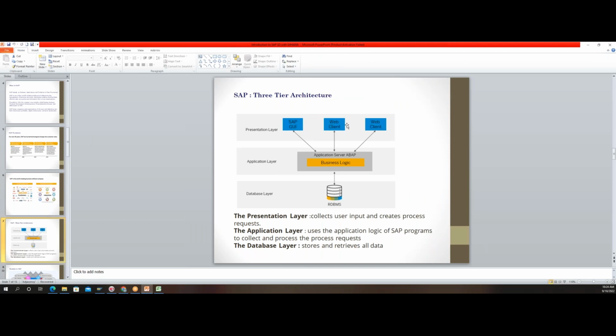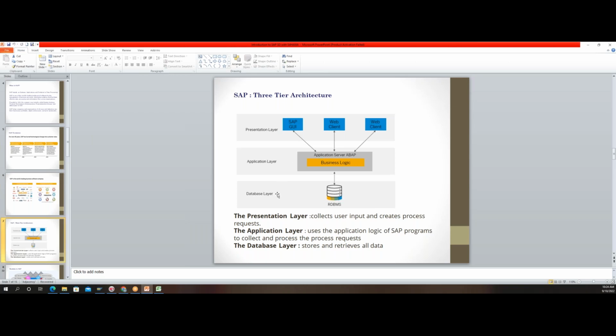SAP GUI, web client. So if we are talking about SAP, we will also have a similar kind of interface where the end user will create a sale order. Once he creates a sale order and clicks on save, the business logic inside the application layer will prompt and tell the system to save that information in the order related table inside the database layer. Okay. Now that is the role of your application layer.